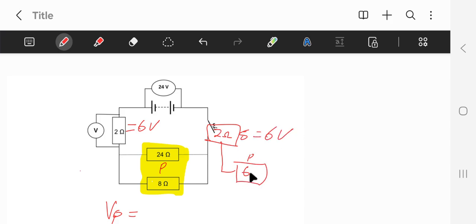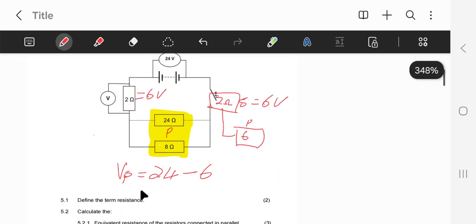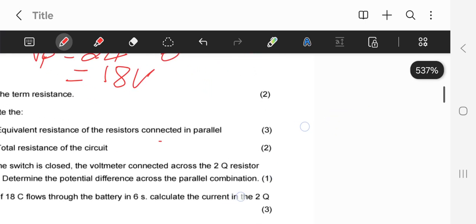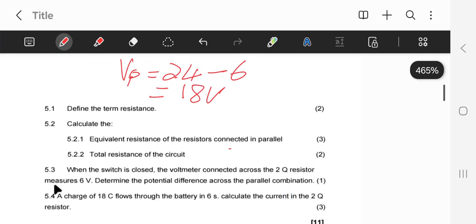What about the one in parallel? It will be found by subtracting 6 volts from the total voltage. So the voltage in parallel is equal to 24 minus 6. What is the answer that we get? We are going to get 18 volts. I hope you got that. So the potential difference across the parallel combination will be 18 volts.